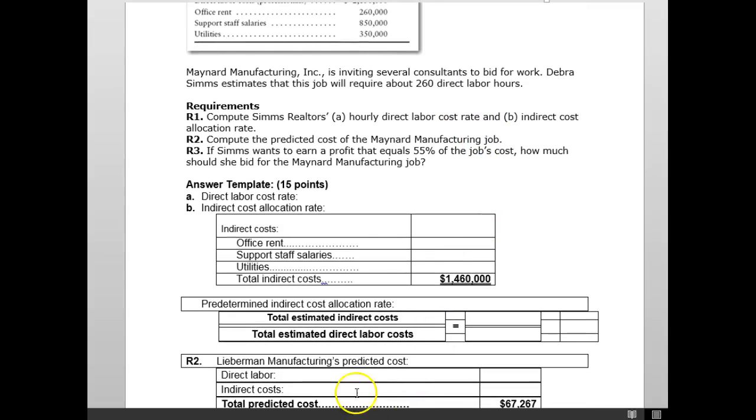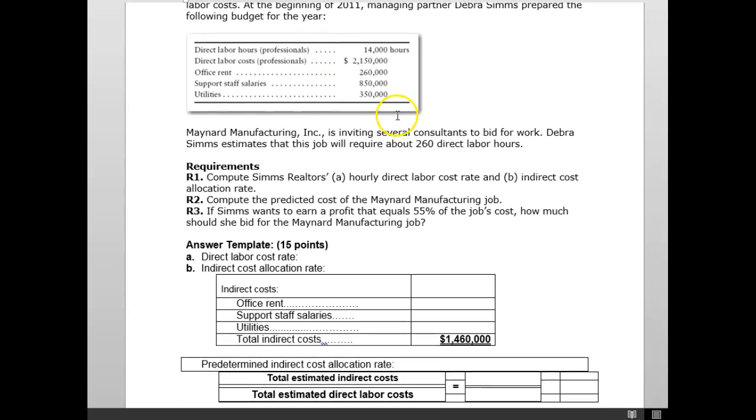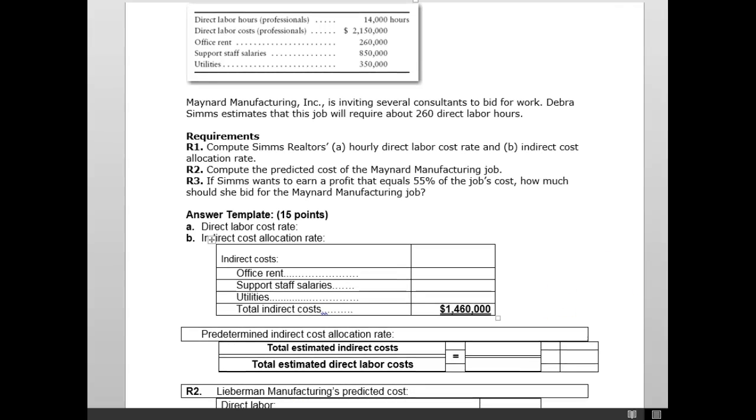The direct cost rate is really fairly easy to figure out. You're going to take 2,150,000 and divide it by that 14,000 hours, and that's going to give you your direct labor costs right there. Then you're going to take this would be your indirect, right? The office rent, the salaries, the utilities. And that's going to give you your indirect costs.